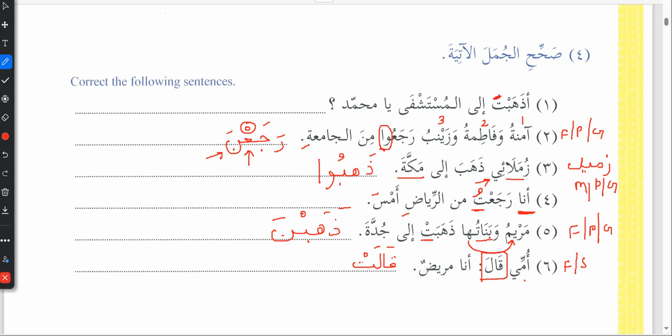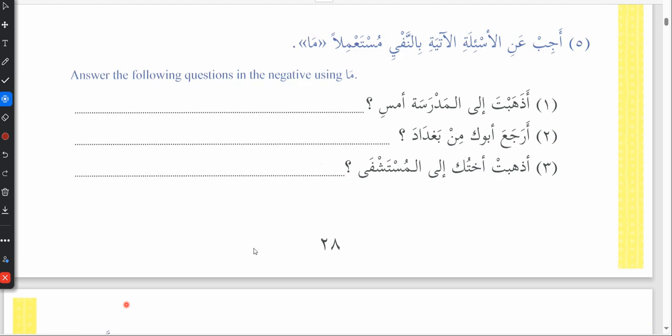Question number 5. Ajib means answer. Anil asilatil atiya bin nafi means you have to answer these following questions. Bin nafi musta'milan. Nafi means in negation. Musta'milan means using the negating particle ma. So all these are past tense questions. So we will be using as the negating particle ma.